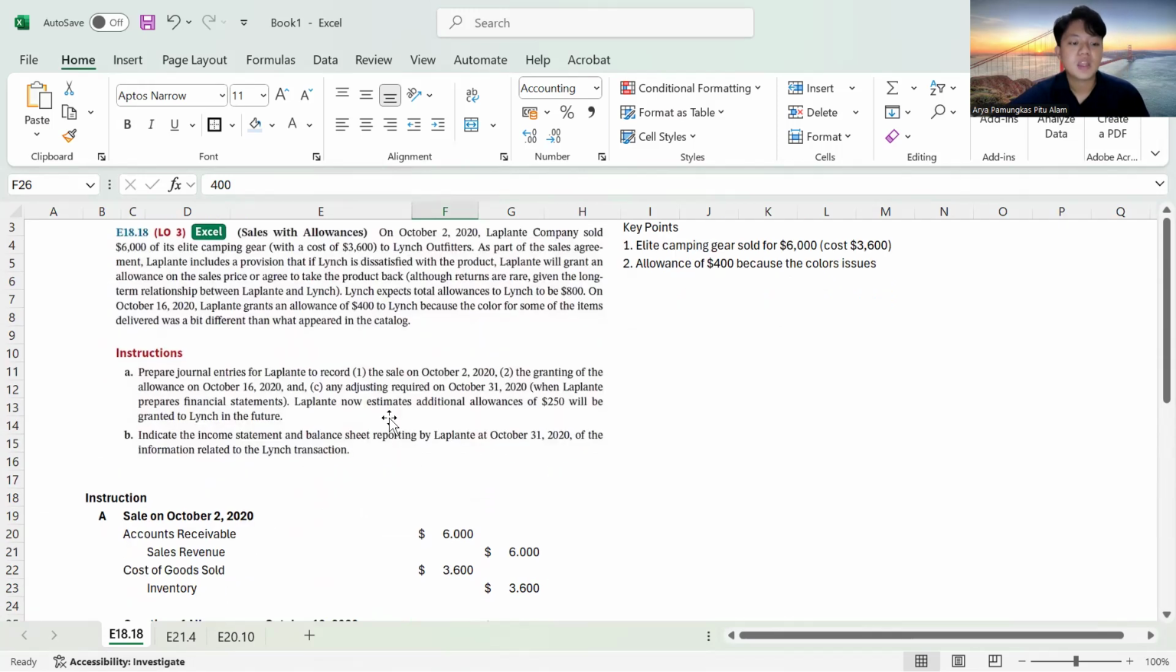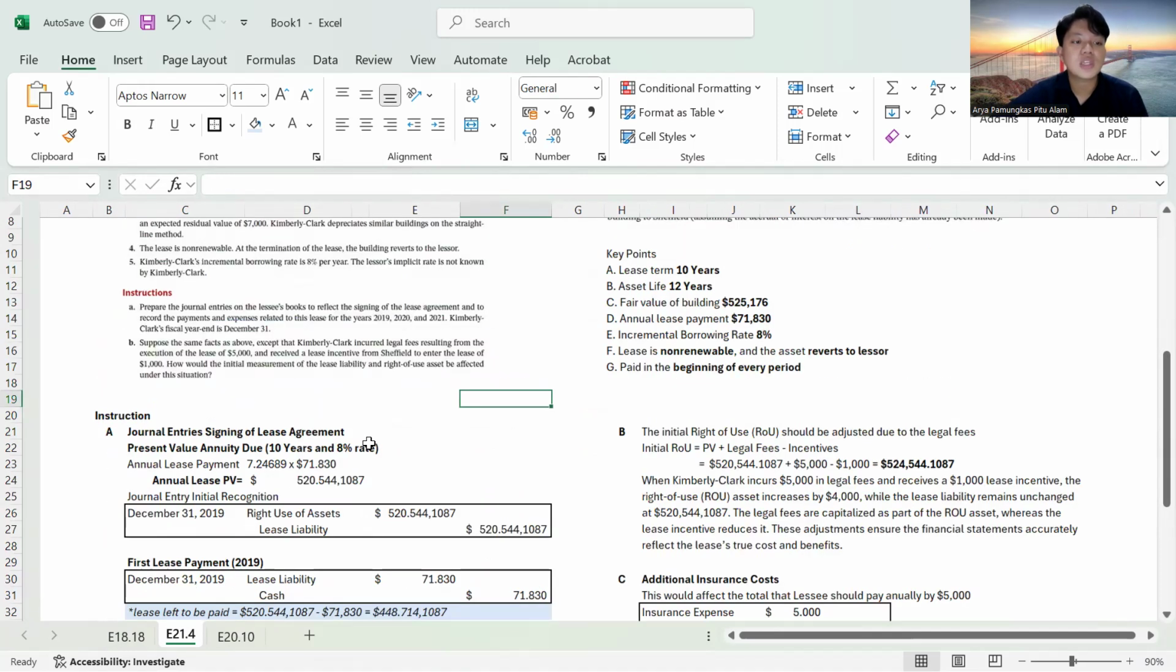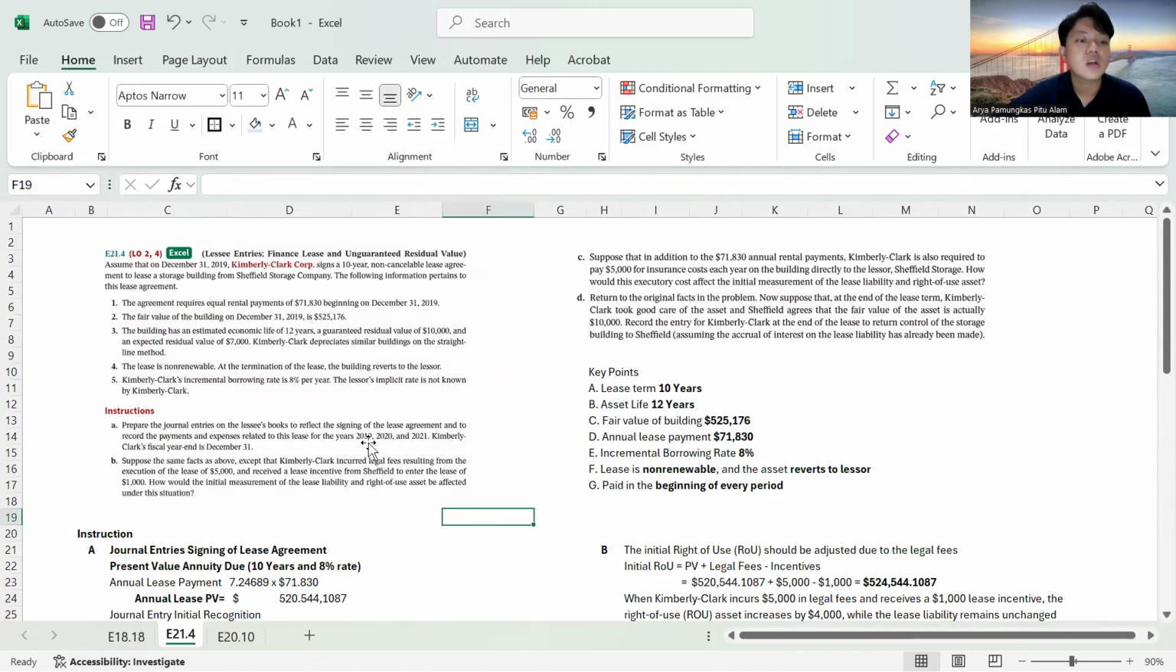That's it for how I solve the first question, 18.80. Okay, after that, we're going to move to E21.4, which is about lease accounting, specifically lessee entries, finance lease, and unguaranteed residual value.